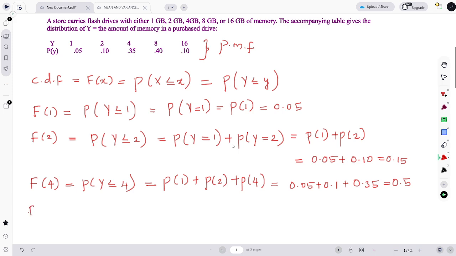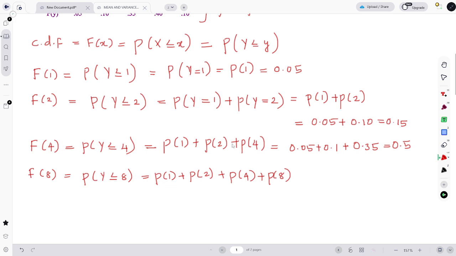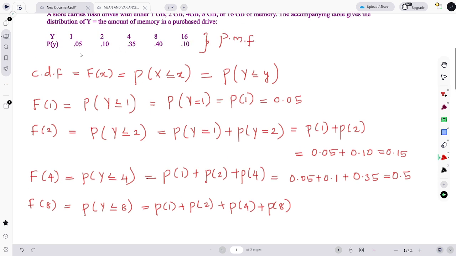Now what is F of 8? F of 8 is equal to P of Y less than or equal to 8, that is equal to P of 1 plus P of 2 plus P of 4 plus P of 8. What are the values? 0.05 plus 0.10 plus 0.35 plus 0.40. So that is equal to, what is the value? 0.9. So now F of 16.